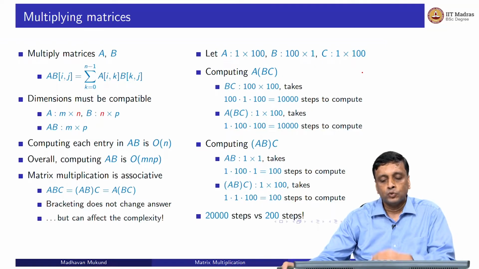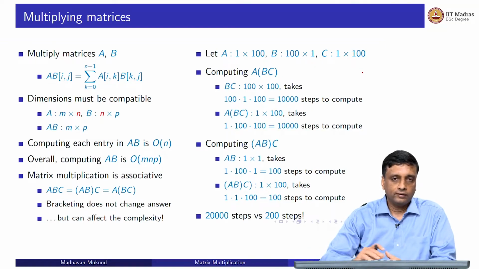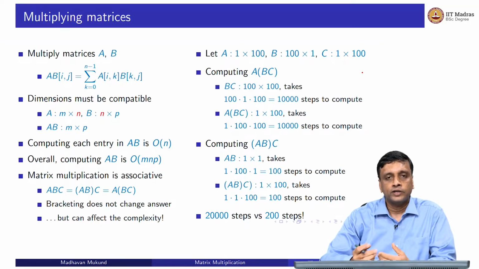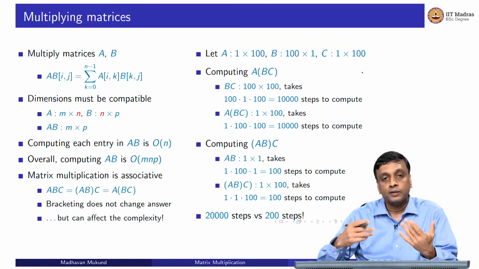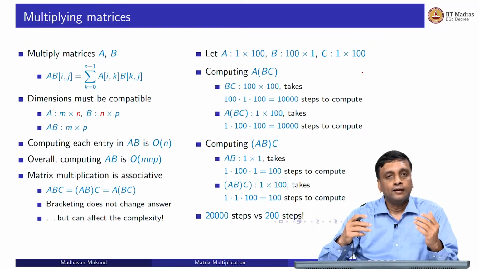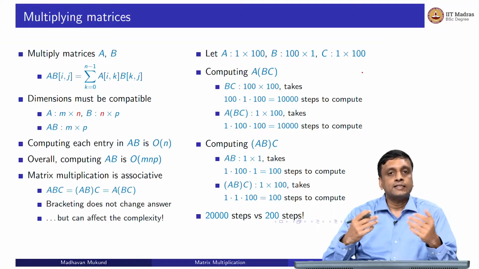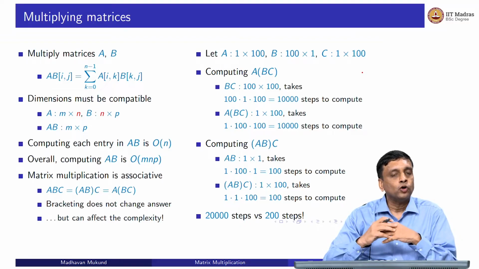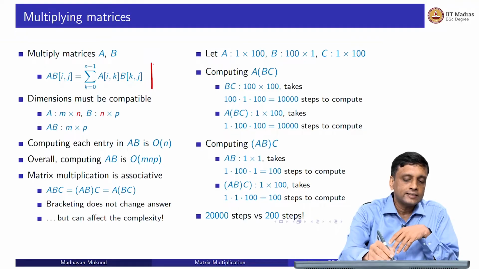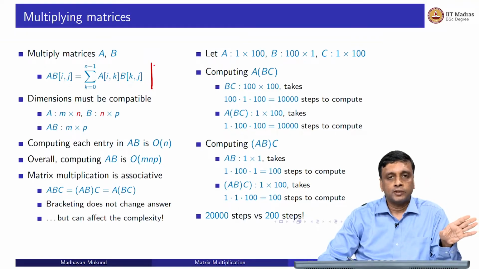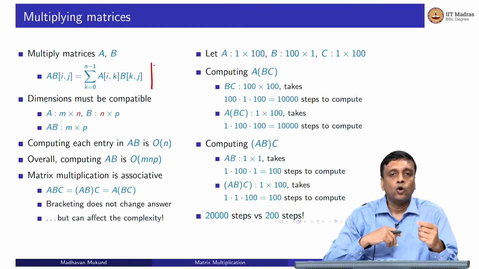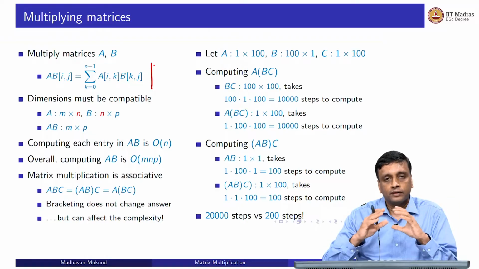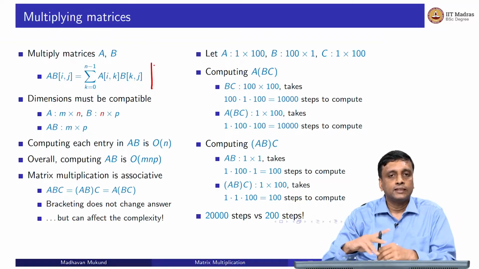So therefore, by choosing a better order, A times B first and then multiplying by C, rather than the worse order, A into B times C, I have made an enormous saving in terms of how much time it takes to multiply. Again I am trying to emphasize, in the multiplication of the matrices itself I am not doing anything clever. I am just using the basic definition of matrix multiplication. I am just finding a good order in which to evaluate a long sequence of multiplications.